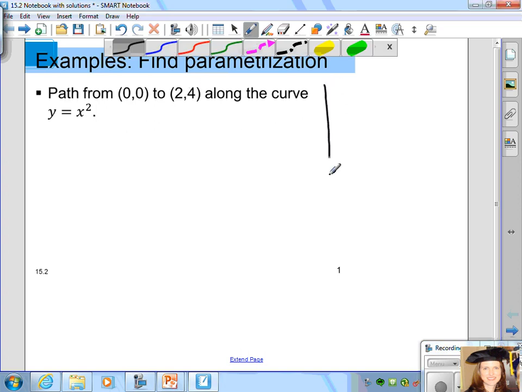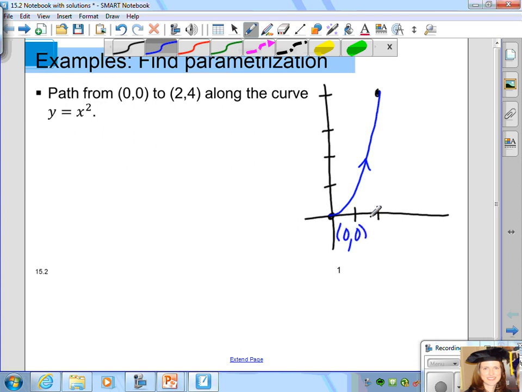Start in 2 dimensions in the plane, starting at the point 0, 0, and then moving to the point 2, 4. But in this case, it's not a straight path. We're moving along the curve y is equal to x squared. So the path is going in that direction. We indicate the orientation of the path by that little arrow. So here again, the beginning point is 0, 0. The ending point is 2, 4. And this path here is along the path y is equal to x squared.